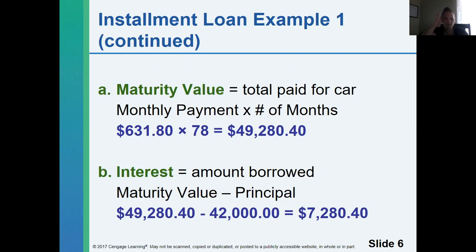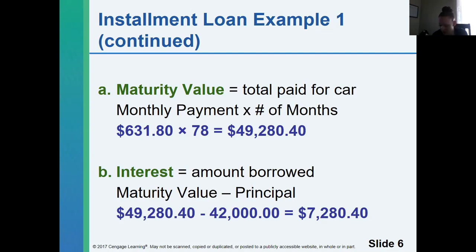So the maturity value, you take the monthly payments and you multiply by the number of months. So $631.80 times the 78 payments that you have to make. So you end up paying $49,280.40 for this car.